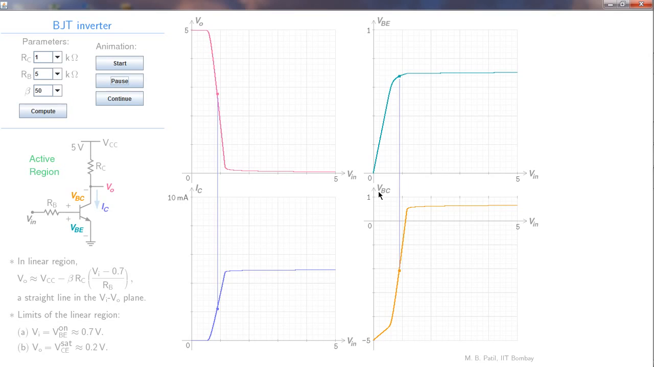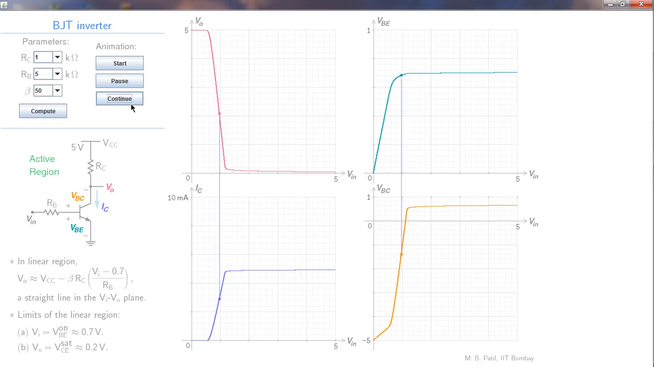VBC is still less than 0.7, in fact it's negative at this point, and the base collector junction is therefore still under reverse bias. VBE is now something like 0.6 to 0.7 volts, and that is large enough to give rise to substantial IC, and that is what we observe here.